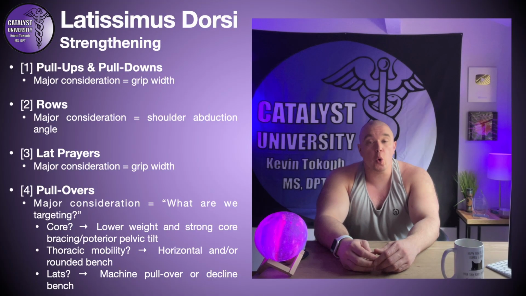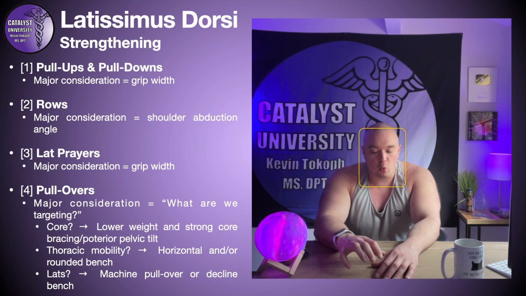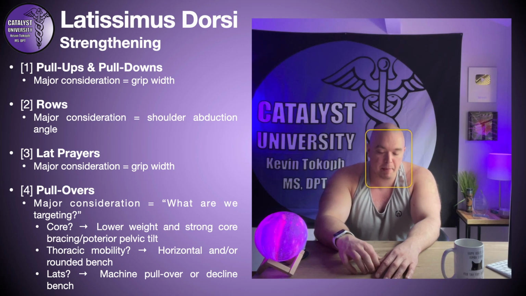Now for group two, rows. Here's a big point here. Rows work the lats no matter what. Rows also work the scapular muscles no matter what. And by scapular muscles, I mean upper, middle, lower traps, rhomboids, etc.